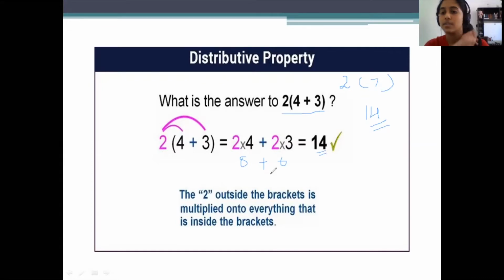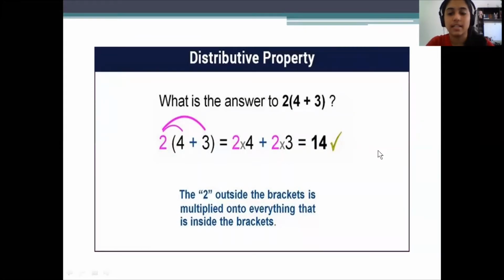So if they ask you to find the answer by distributive property, this is how you're going to solve it. You're going to distribute 2 and multiply with 4 and 3. So I hope this is clear. This is all for distributive property. So let's go to the next slide.